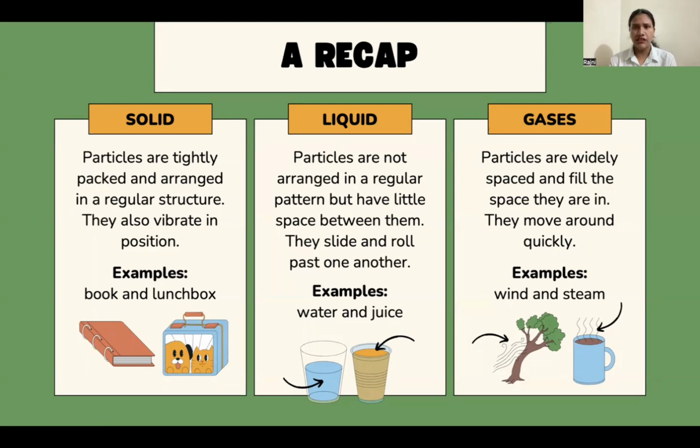Moving to the next state, liquid state. In liquid state, particles are not arranged in a regular pattern but have a little space between them. They slide and roll past one another. Examples of liquid are water and juice. Moving to the last state, that is gaseous state. The particles in gaseous state are widely spaced and fill the space they are in. They move around quickly, and the examples of gaseous state are wind and steam.